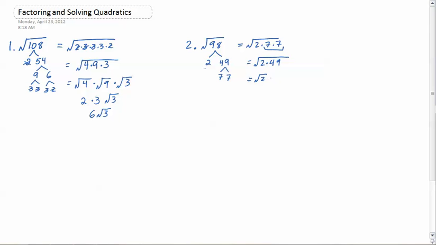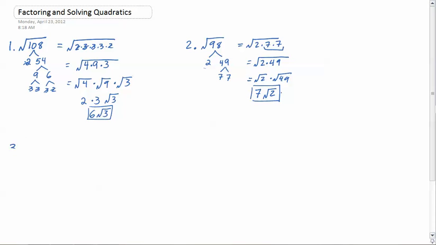So the square root of 2 times the square root of 49. I can't take the square root of 2, therefore it stays as the square root of 2. I can take the square root of 49, that's 7. So I'm either going to have times 7 here. I like to have the square root at the end. That's the more formal way of doing it. So it's going to be 7 root 2. That's the answer to question number 2.